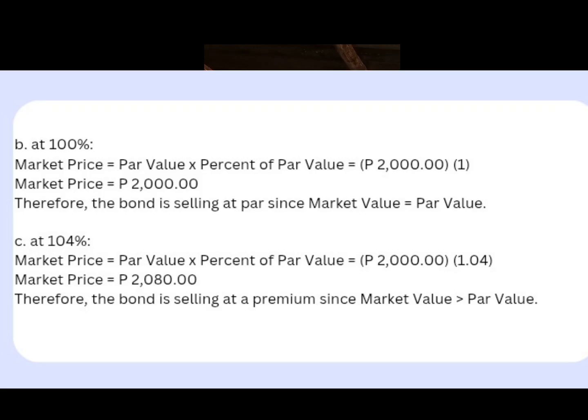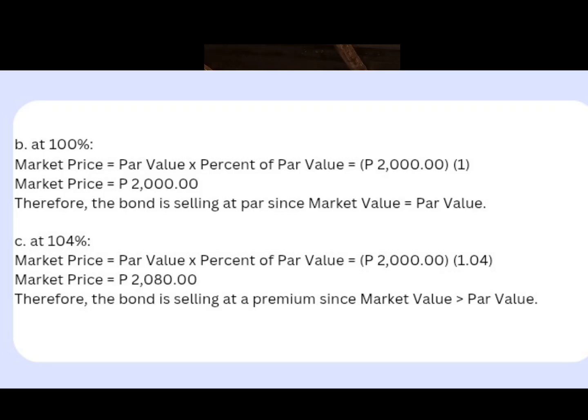So, therefore, our bond is selling at par since our market value is equal to our par value. And the last is the 104%. We convert it also into decimal. It becomes 1.04. Our formula is market price equals par value times percent of the par value.